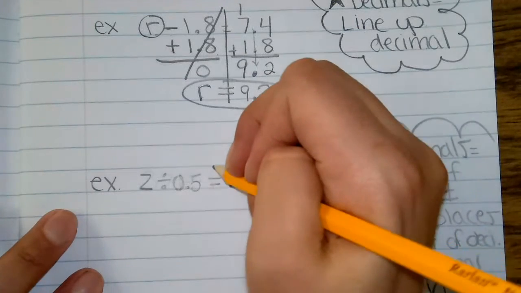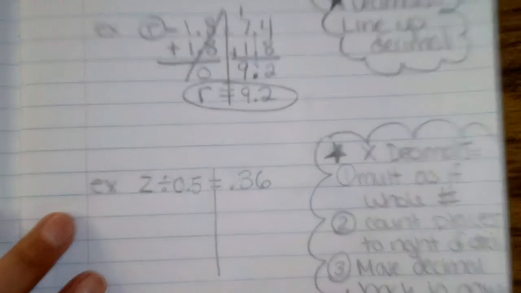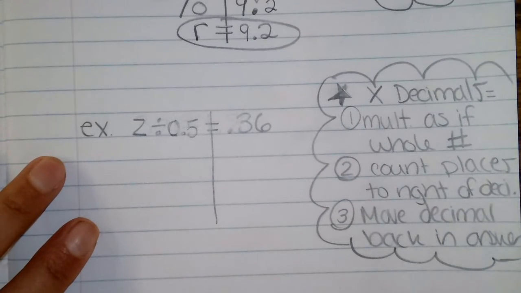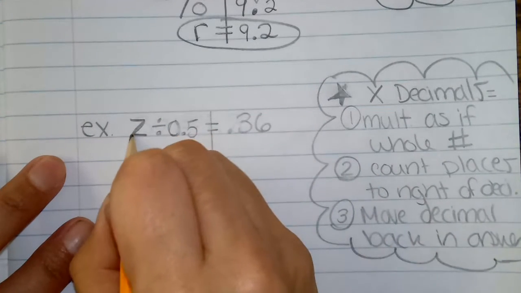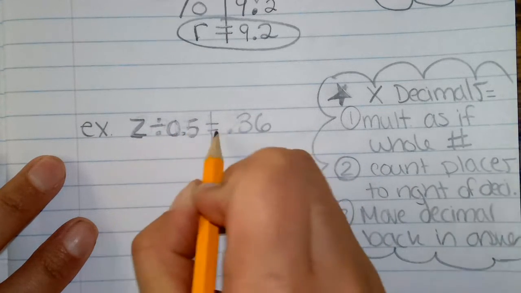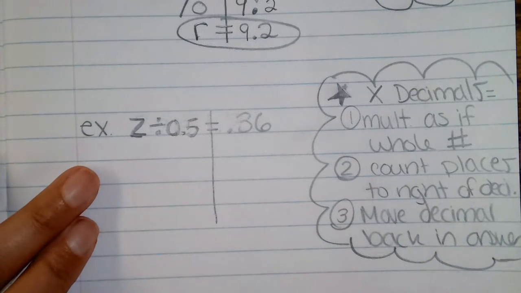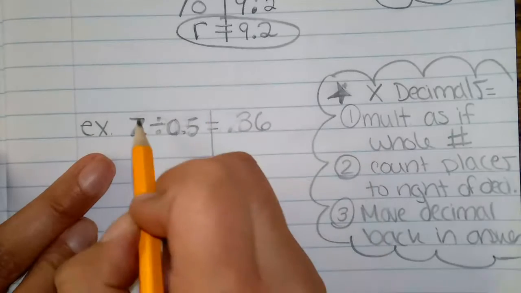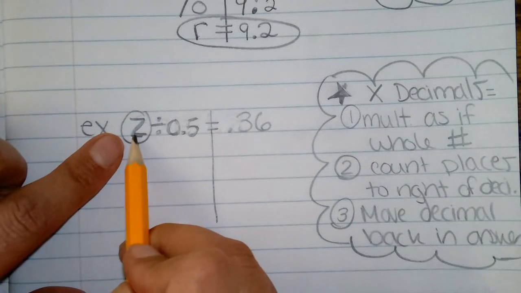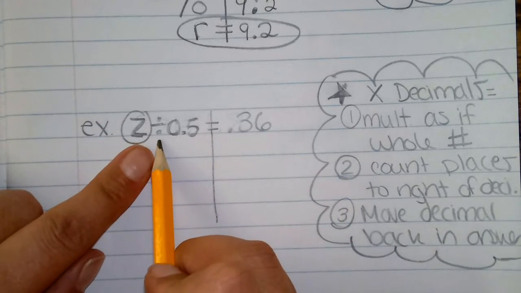So I start by making my equal track. Let me zoom in a little bit. There we go. I start by making my equal track. I have Z divided by 5 tenths equals 36 hundredths. And I have to figure out what is Z. So after I do my equal track, I'm going to circle my variable because I know I want to get Z alone by itself. So here I'm dividing.